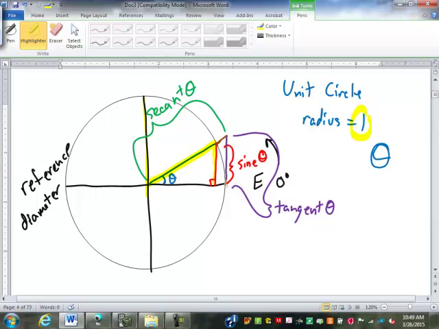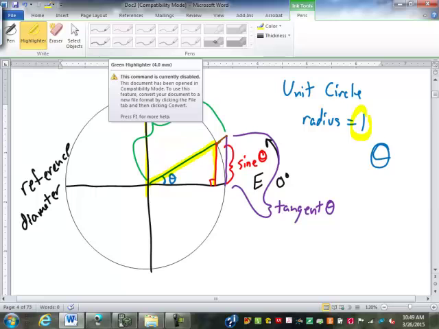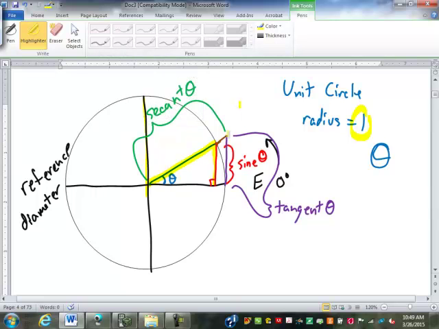Tangent can be really small, it could be 0, or it could be really huge. So the tangent can be any value. The secant, however, is always going to go outside the circle, so it has to be the radius plus some. So the secant must always be greater than 1, or 1 or more, I should say.